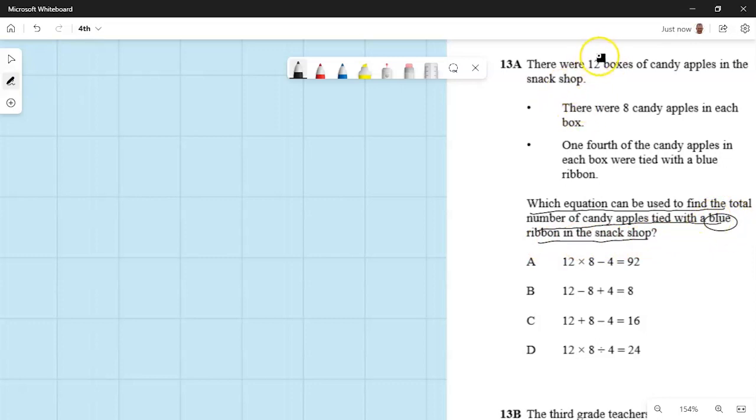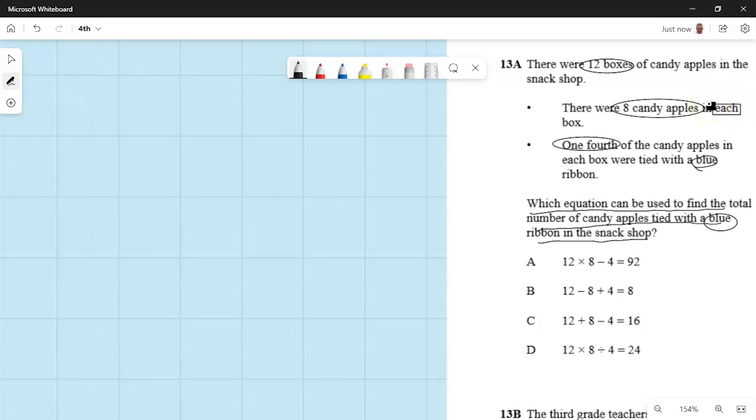Important information is I have 12 boxes, and inside each box there are 8 candy apples. And we're trying to figure out that 1/4 of the candy apples in each box were tied with a blue ribbon. So look for the ones with the blue ribbon again. I've got boxes, I've got candy apples, and then 1/4 are tied with a blue ribbon. I see the word each right here.